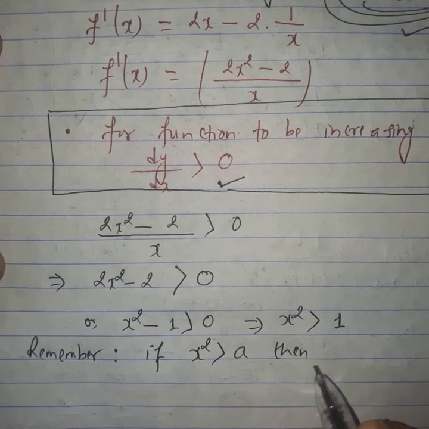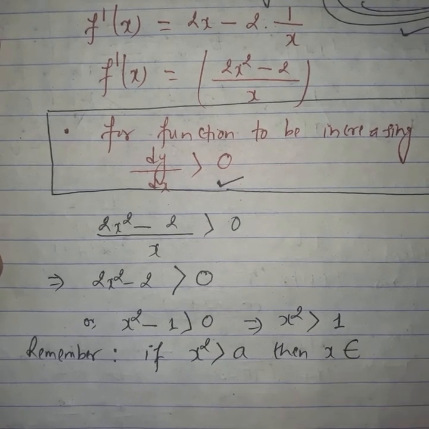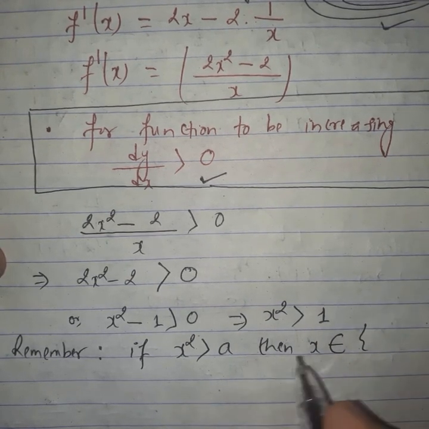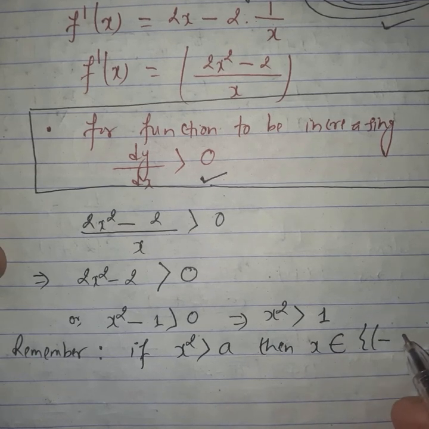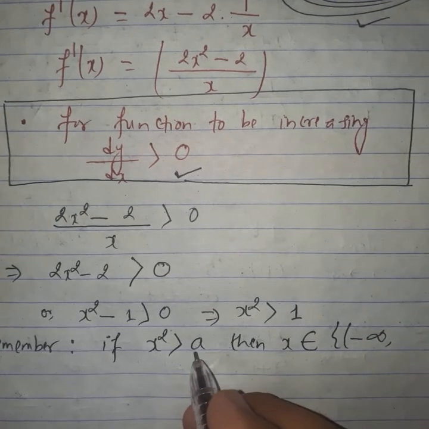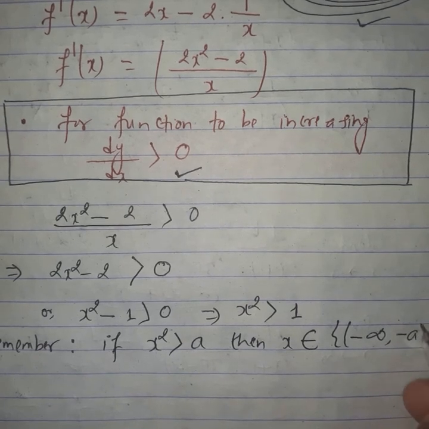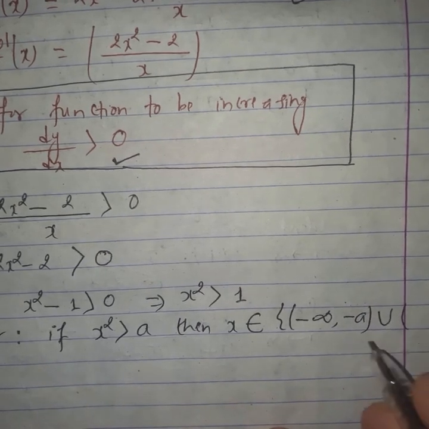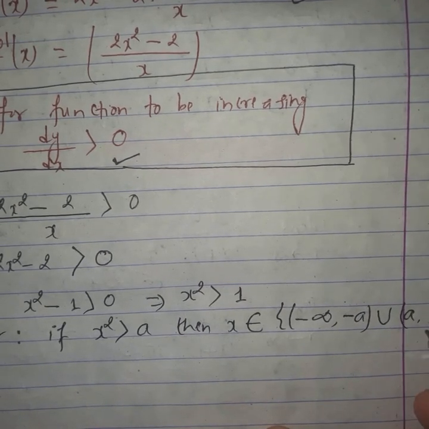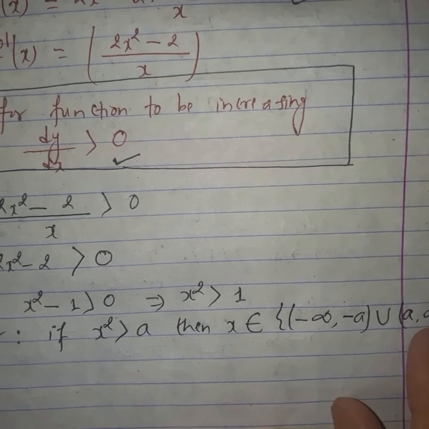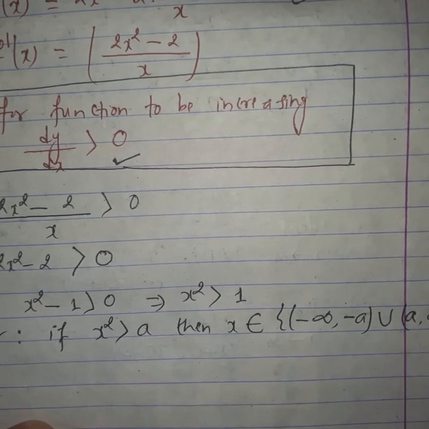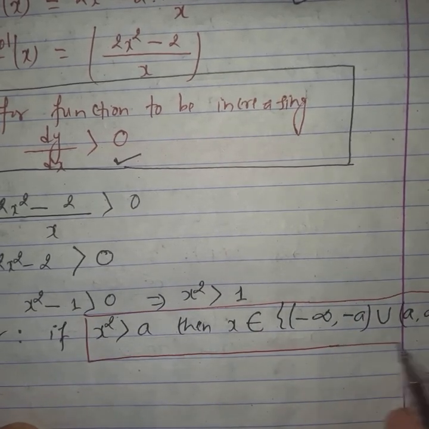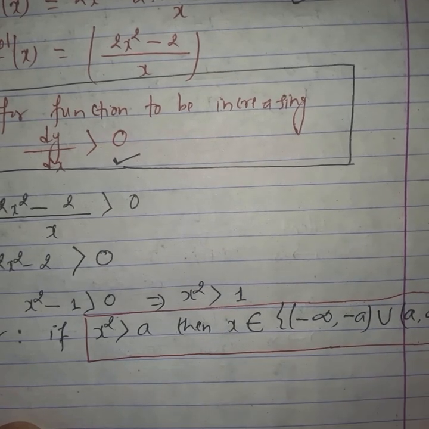then the solution set for x will be from negative infinity to negative a, union another set from positive a to infinity. This is the solution set of this inequality. Please remember this very important point, which helps to solve our problem in a very short time.